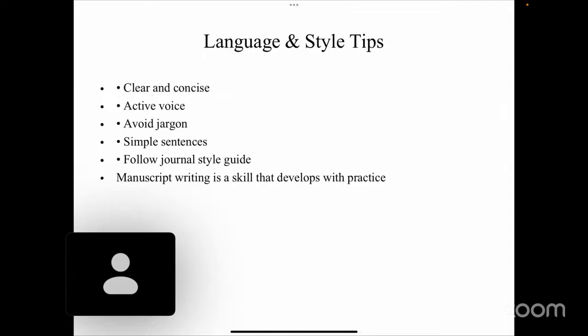Regarding language and style tips, try to make your manuscript clear and concise using active voice. Avoid jargon, which means use scientific language as much as possible. Use simple sentences and make it straightforward. Follow journal style guides. In the end, I just wanted to tell you that manuscript writing is a skill that develops with practice. So practice, practice, practice, and then seek other experts' opinions or your supervisor's opinion to guide you to make it clearer and better.